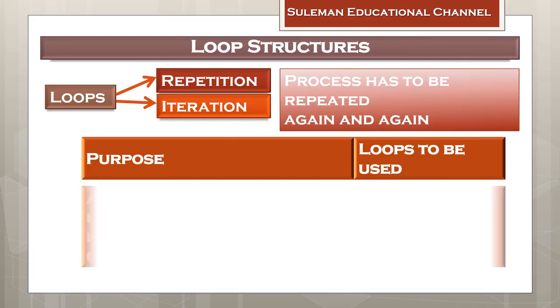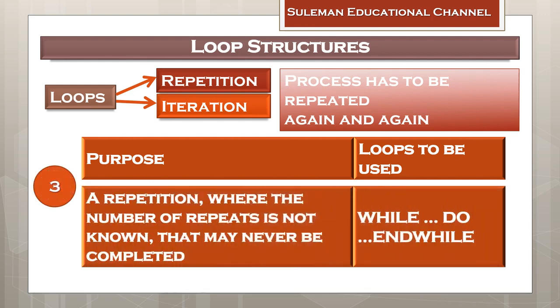The third type of loop is the while do and while loop. This loop is used when we do not know for how many times the process will be repeated, and we also do not know whether it will run once. Keep in mind that in while loop, the comparison is done at the beginning.